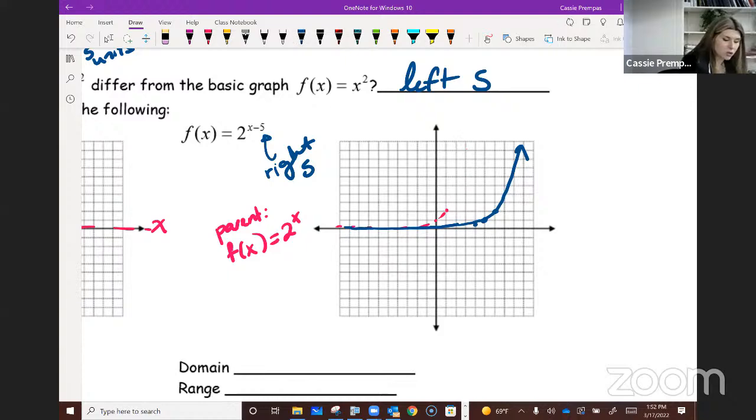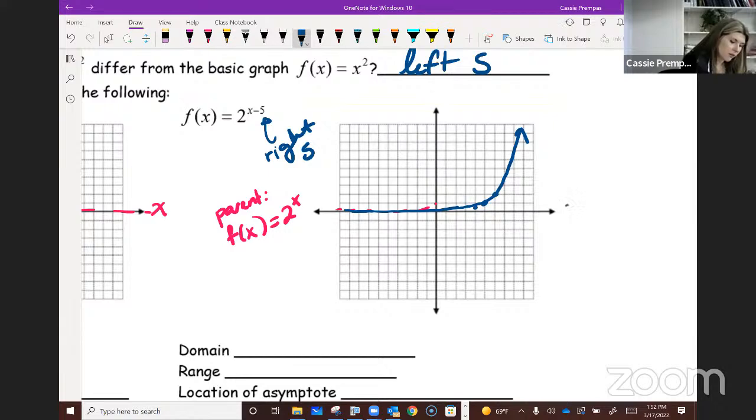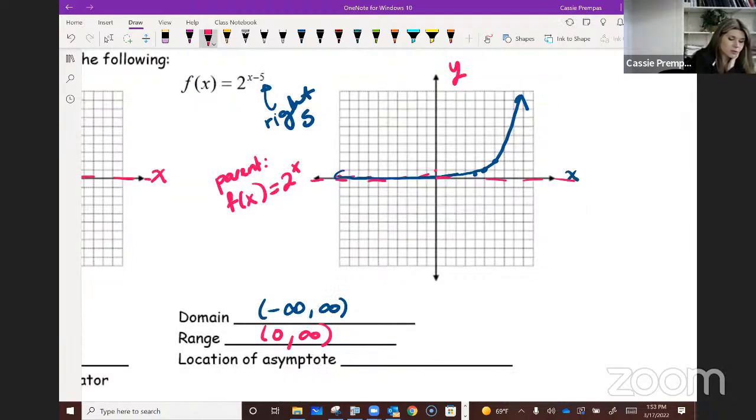I didn't have to make a table, just used what I knew about transformations to graph that nicely. The domain, if I look at how far this graph goes from left to right, or what are all the possible real number x values that you can input to get a real number y value, would be -infinity to infinity. When I look at the y values, how far does this graph move up and down? Nothing there for negative y values, and it goes from 0 to infinity. What would be the location of the asymptote? y equals 0.